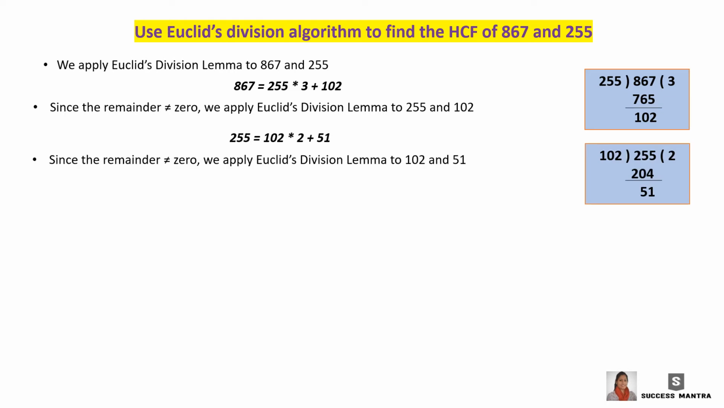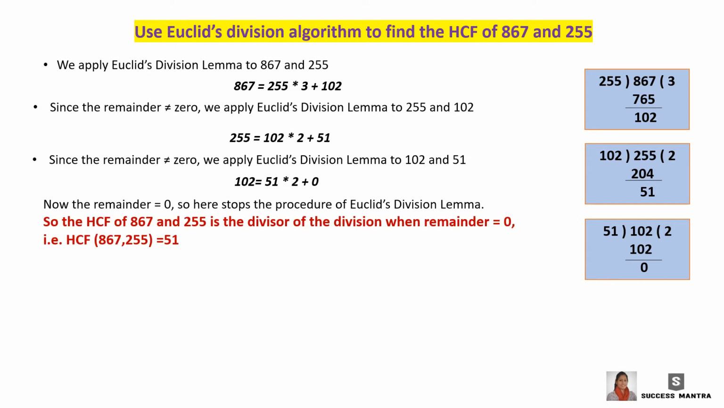Again the remainder is not 0, so we perform again Euclid's division lemma. And we finally arrive at the equation where the remainder is equal to 0. So we stop the procedure and the HCF will be the divisor of the division when the remainder is equal to 0. So in this case 51 is the HCF of the given two numbers.